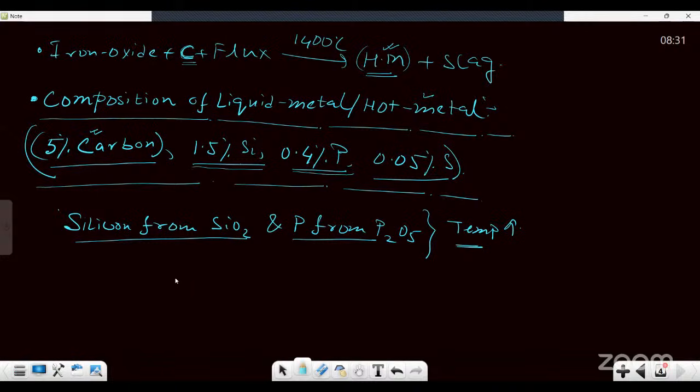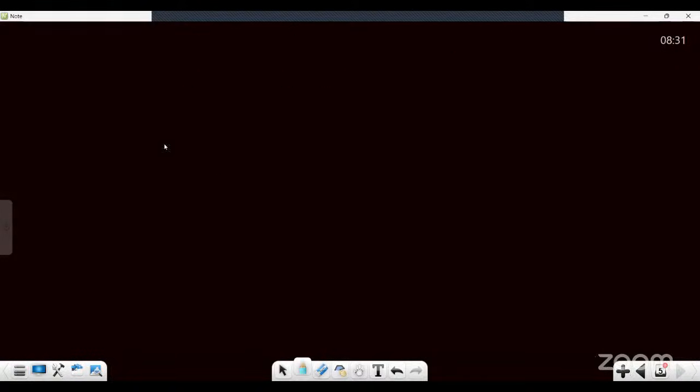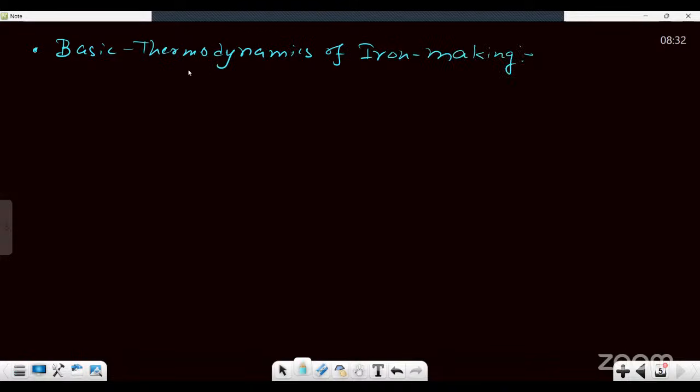So this was mainly the idea. Now, after this, we will understand some basic thermodynamics of iron making. What is the main thermodynamics of iron making that we need to understand? When I talk about the basic thermodynamics of iron making, one thing that should come into our mind immediately is the Ellingham diagram.